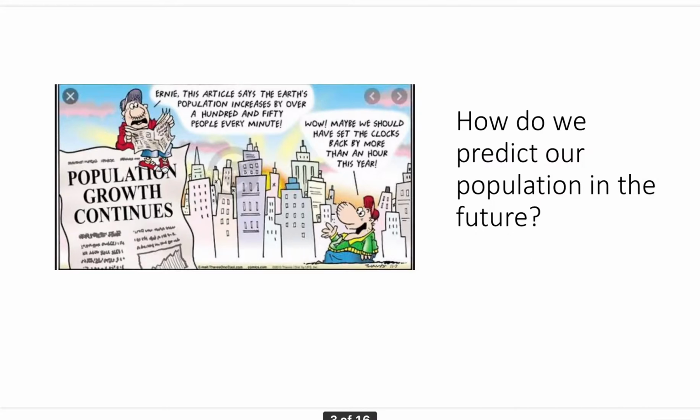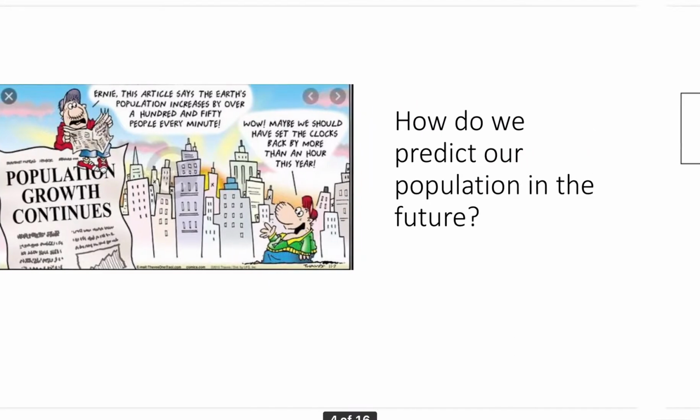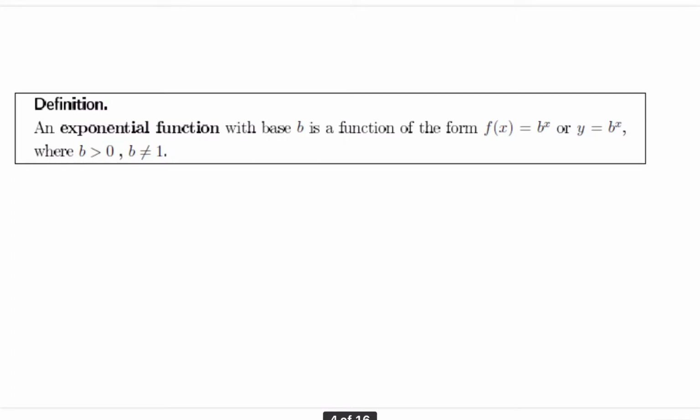The answer here is we make use of an exponential function. Okay, we will learn that one later with an example. Now we have this definition.